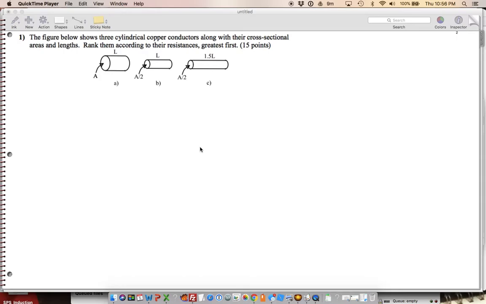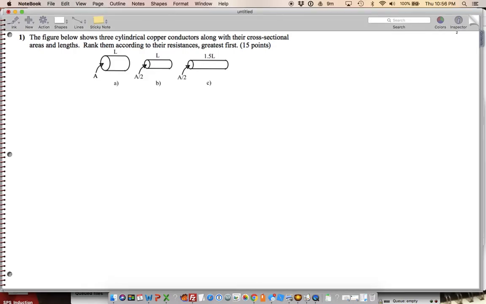So this problem is asking us to rank the cylinders according to their resistances. The thing to notice here is that they're telling you that we've got three cylindrical copper conductors, so the material is the same. They are giving us the length and the area for each one. So the thing you want to recognize here is that you're calculating resistance. So you're calculating R, and you're going to be using the resistivity.